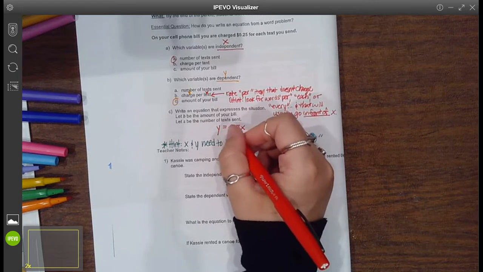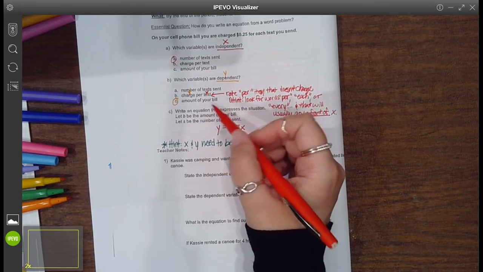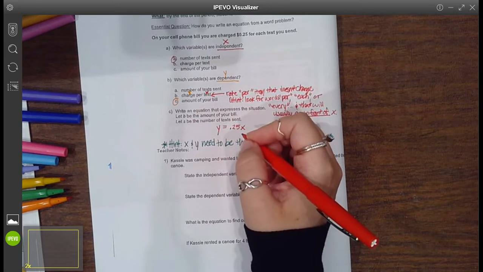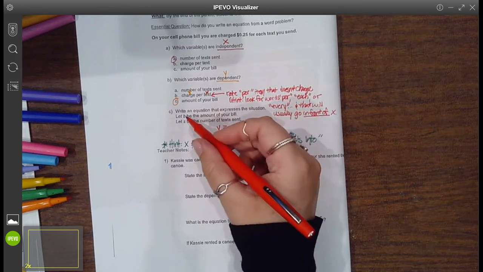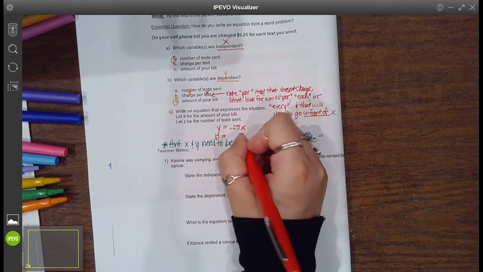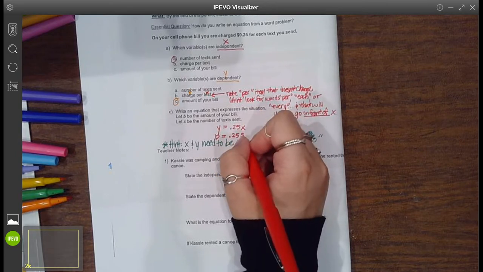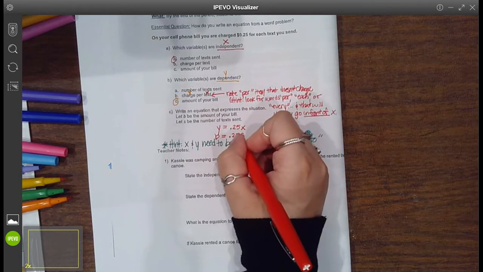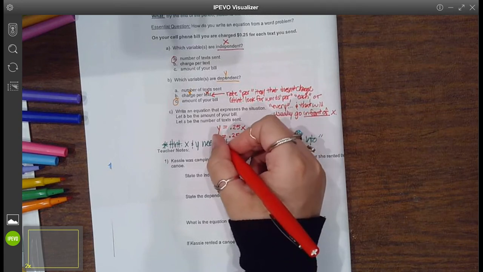Sometimes, instead of using y equals something times x, they might tell you specific variables to use. So they say, let b represent the amount on your bill and let s represent the number of texts you sent. So what do you think goes where? Well, the amount on your bill depends on the number of texts that you send, because you're charged 25 cents per text. So if you send 0 texts, 0 times 25 is 0. You don't owe anything. If it's 1 text, 1 times 25 is 25, so you owe 25 cents. 2 texts would be 50 cents. 3 texts would be 75 cents.